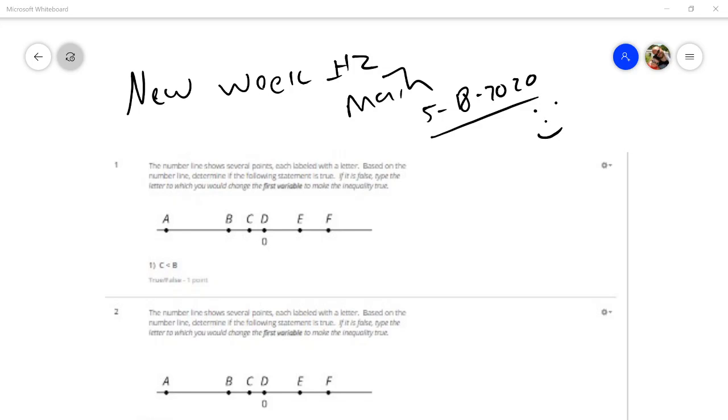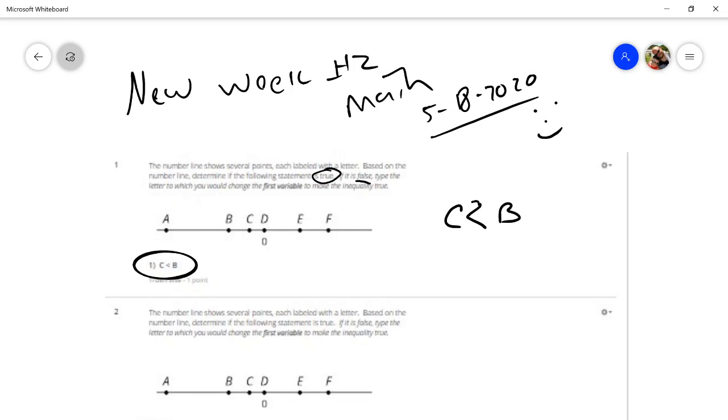The number line shows several points, each labeled with a letter. Based on the number line, determine if the following statement is true. Okay, so we're trying to make it true, because if it's false, we're going to make it true. So what we're looking at is right here. It says C is less than B.